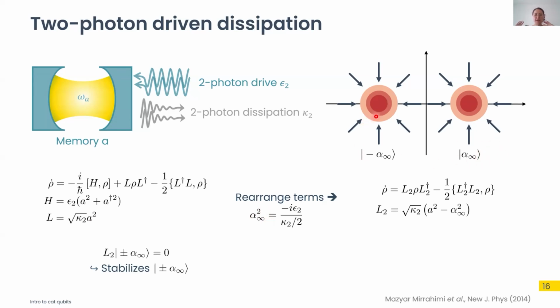So now by continuously driving 2 by 2 and having dissipation 2 by 2, we're stabilizing these two states, which is exactly what we want to do. We want to stabilize plus alpha, minus alpha. And not only are we stabilizing these states, but we're stabilizing also all superpositions of plus alpha and minus alpha. So we have also the coherences that are protected by this dynamic, basically.